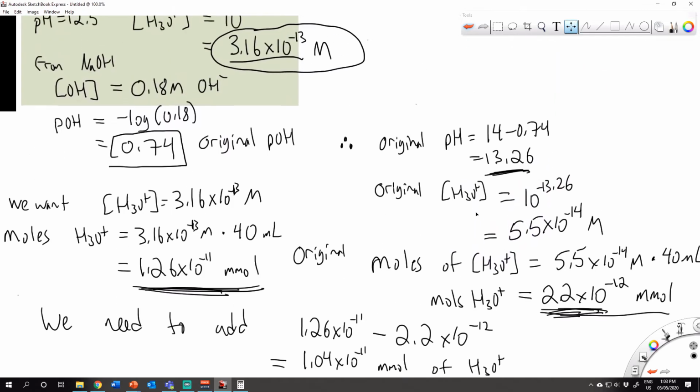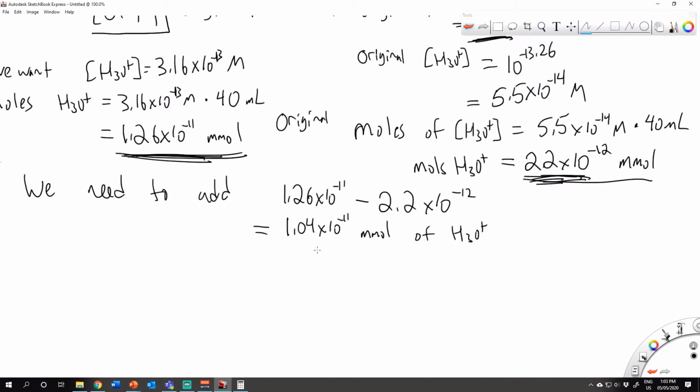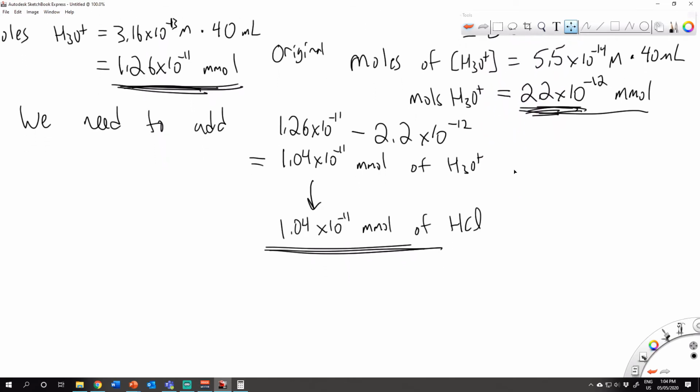And the question was asking us how many moles of HCl. So because of leveling effect, we add 1.04 times 10 to the negative 11 millimoles of HCl. And that will change the pH value to the value that we want. That's a very, very small number. So we'd either use a very, very low concentration hydrochloric acid, or we would just use a very, very small amount of a higher concentration hydrochloric acid.